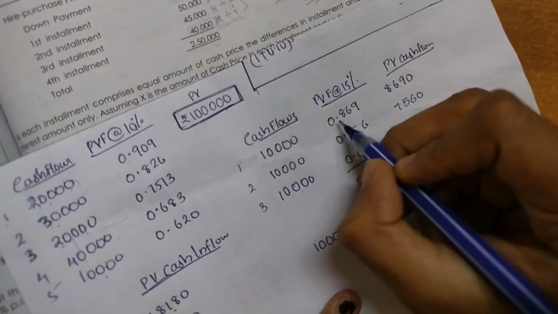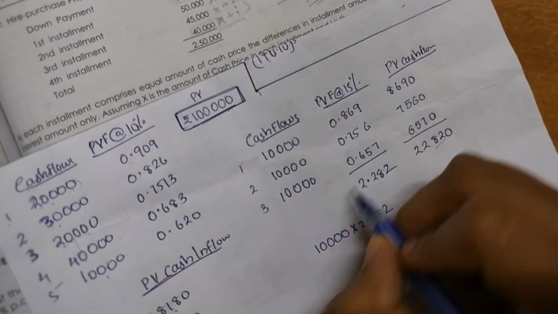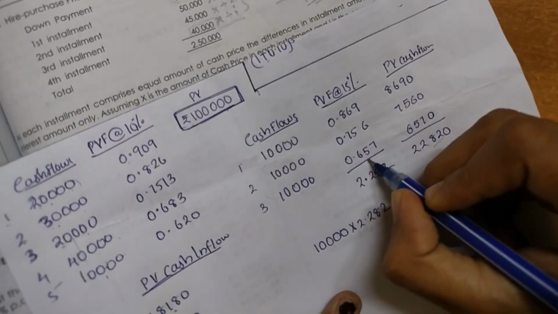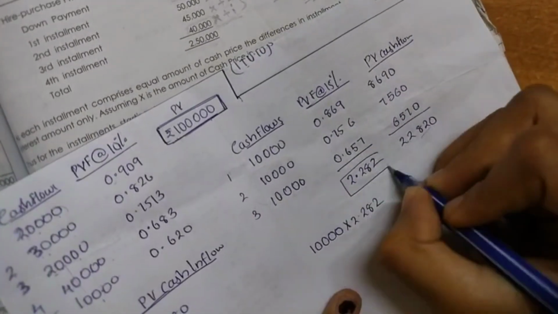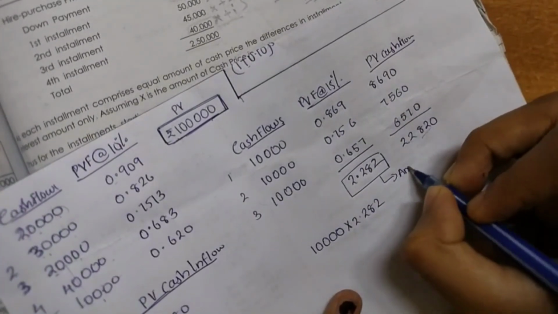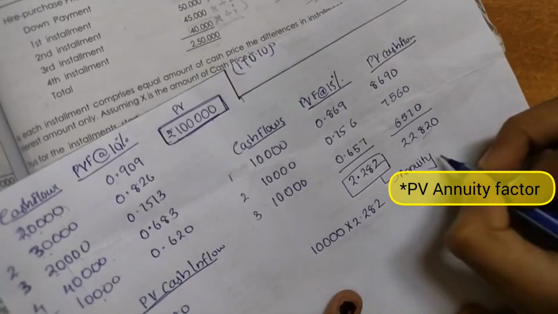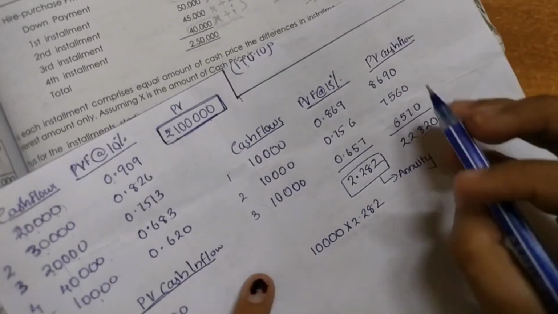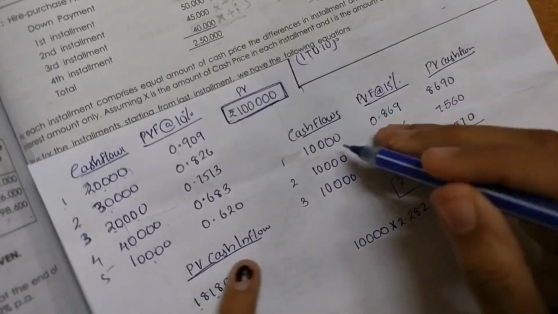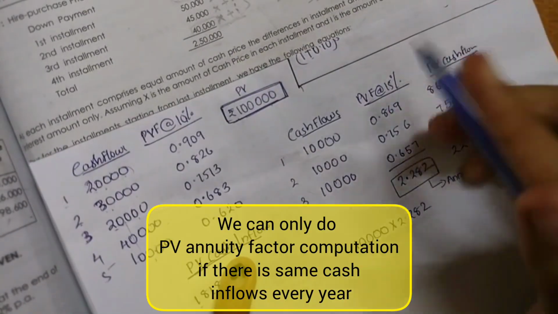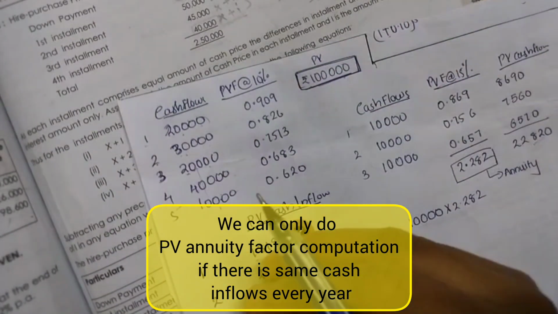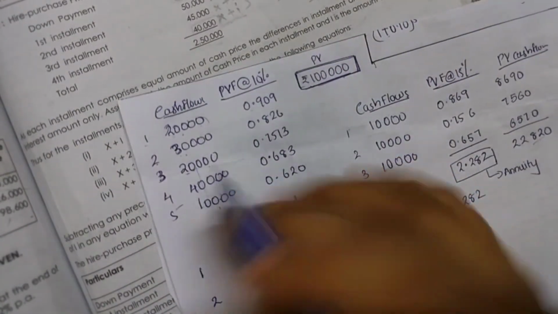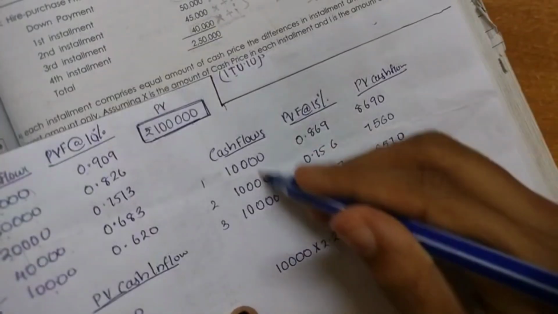I have already told you these are the discounting factors. When we add all these together, this amount is what we call as annuity. Now, when will we do this annuity thing? We can only apply this annuity calculation if the cash flows are the same for each year. In this question, we cannot do that because for each year we have got different cash flows, but in this question we have got the same cash flows.